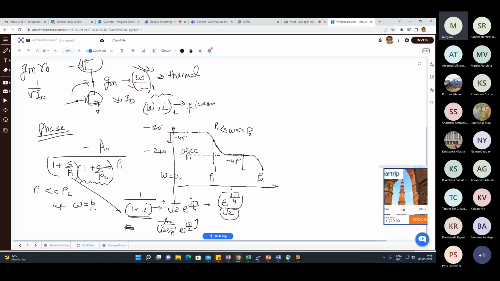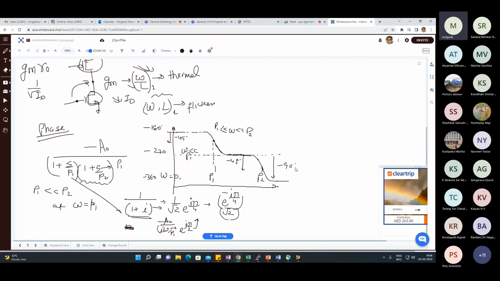And far away from P2, again this gives you another minus e to the power of iota pi by 2 term, which will mean that with respect to this point, another additional minus 90 degree phase shift. So if I look at this point, additional minus 90 degree phase shift, that means 360 degree overall, right? From this, minus 360. So this is how the phase plot will look if I look at a two pole system. So this is what we should be aware of.